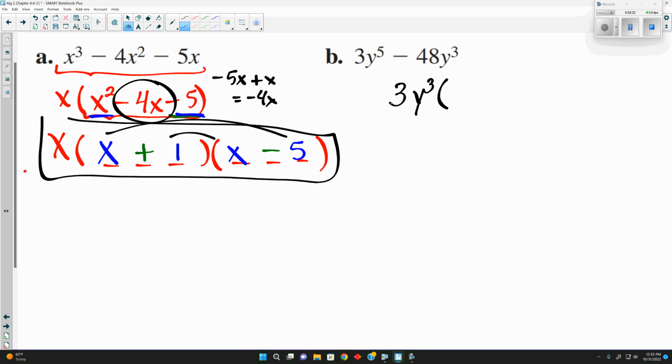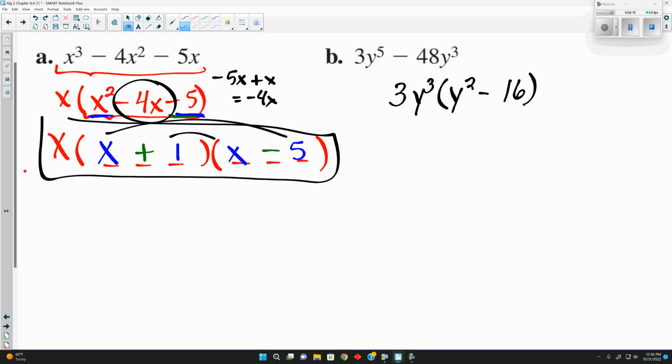Now, one way you can tell if a number is divisible by 3 is if the sum of its digits is divisible by 3. So with 48, 4 plus 8 is 12. 12 is divisible by 3, so 48 is as well. And if we factor 3y to the third out of 3y to the fifth, we're left with y squared minus 16, because y to the third factored out completely. And if everything factors out completely, it's just 1. So we have 3y to the third times y squared minus 16.